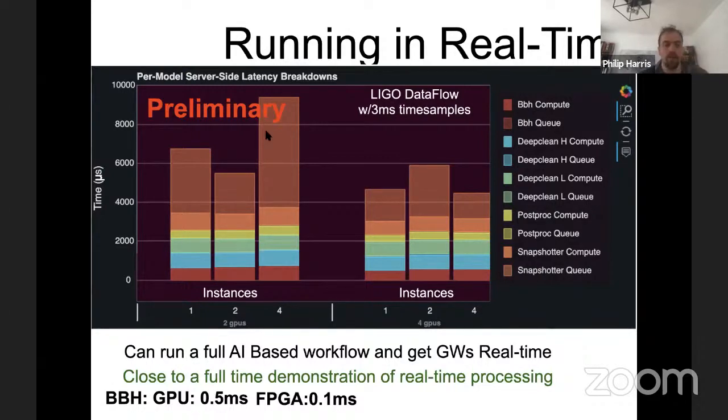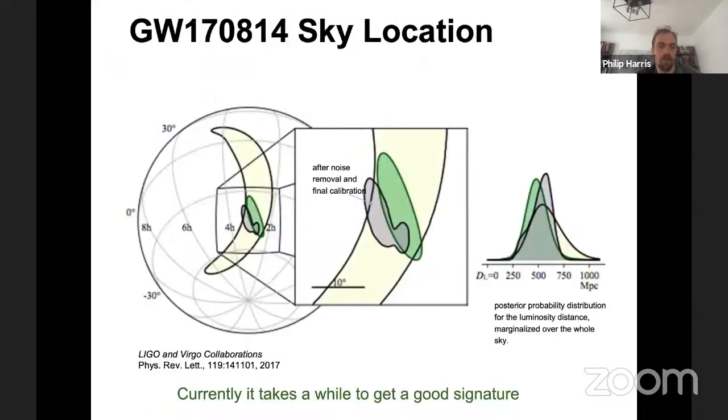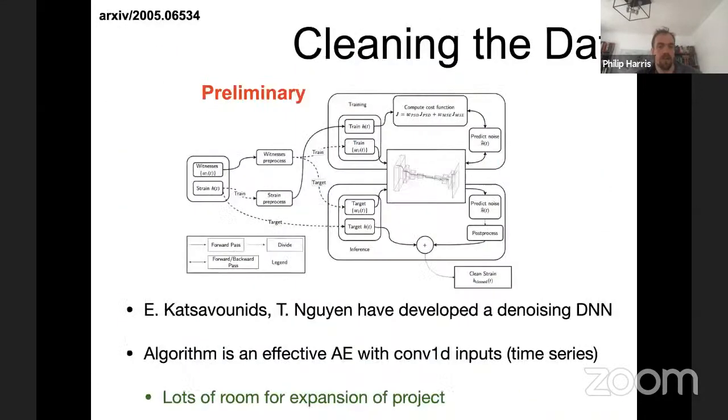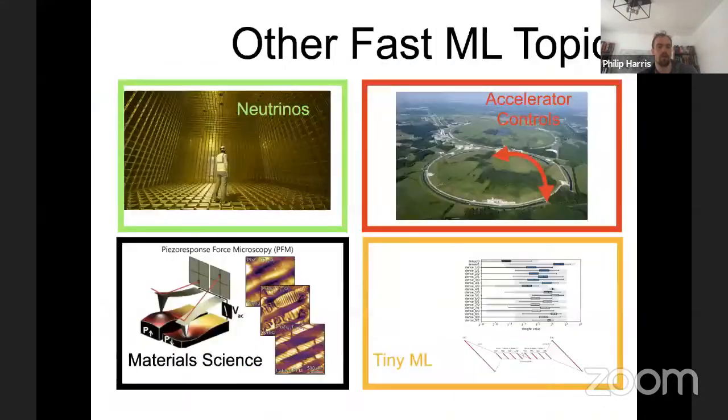Just to put a scale on this, on the GPU it takes about half a millisecond to run this. We actually made an FPGA version just to see how fast we could run it. A first version takes about 100 microseconds, but we could make these even faster. The point is that once you start to see something significant in your gravitational wave signal, you can almost immediately identify it and start to get properties for it.